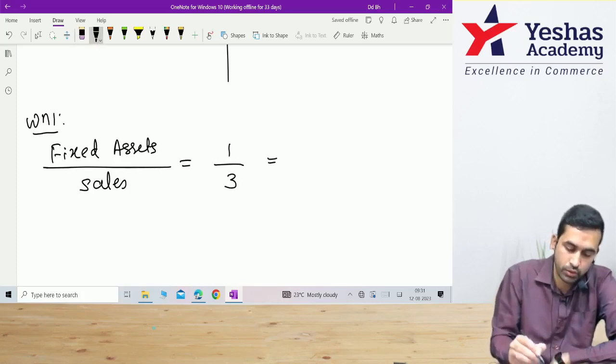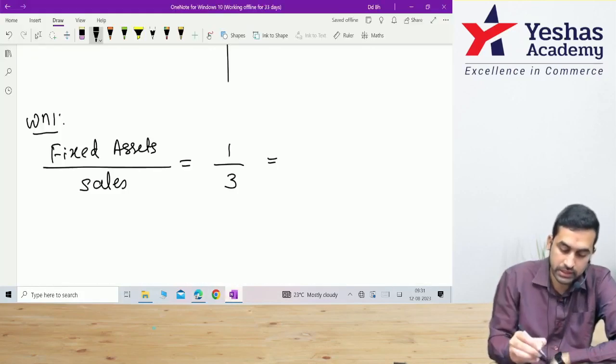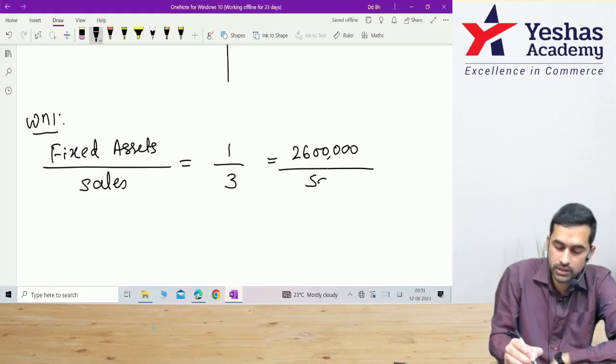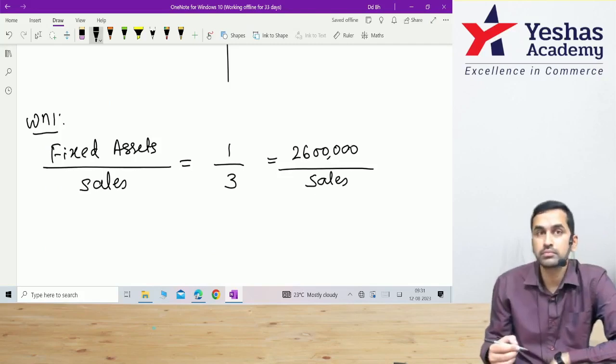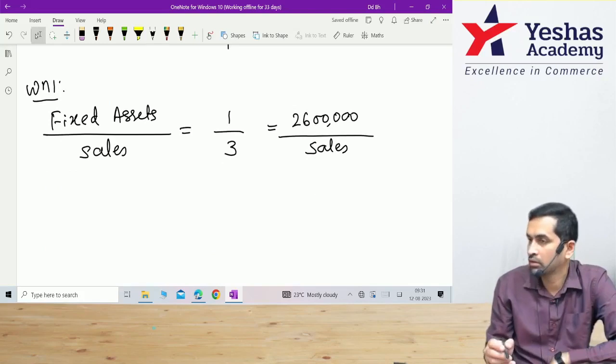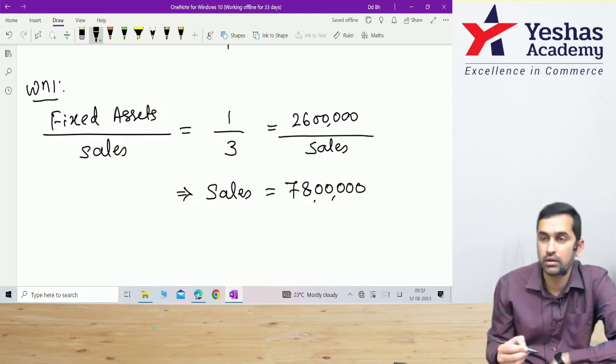This should be equal to fixed asset, which was 26 lakh, divided by sales. Cross multiply, sales will be 78 lakhs.